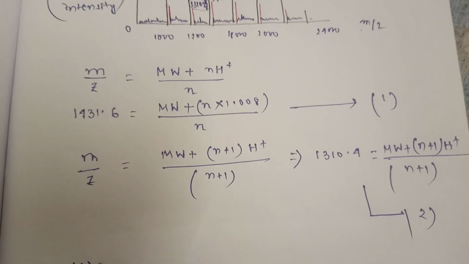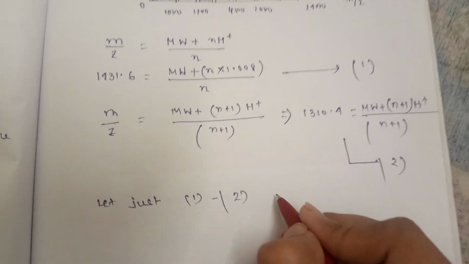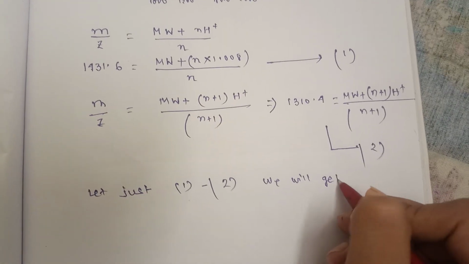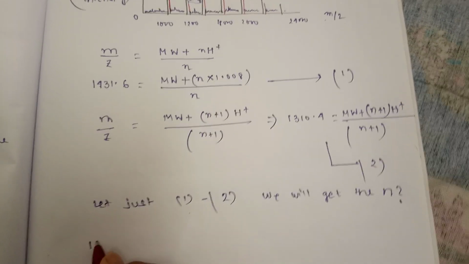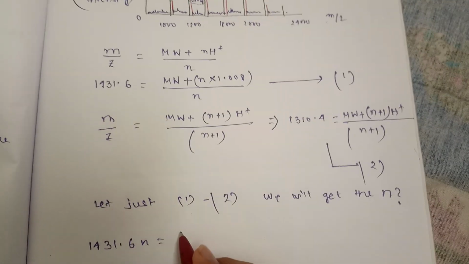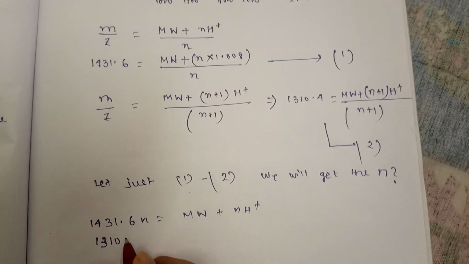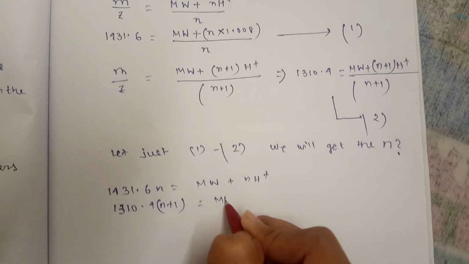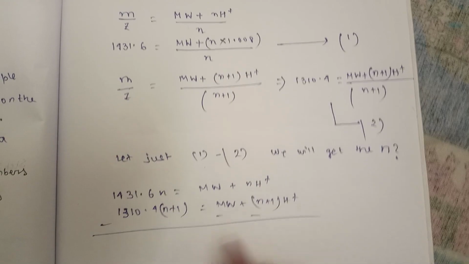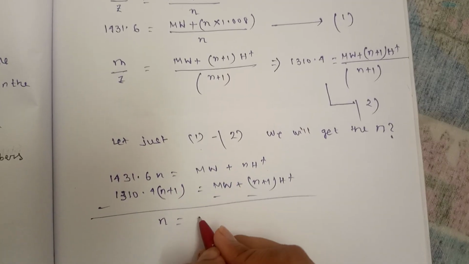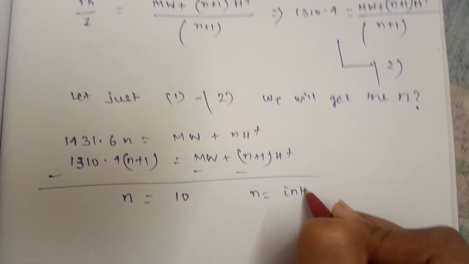So let's just subtract equation 1 minus equation 2, then we will get the n. Okay, so you can see here: 1431.6 equals (MW plus nH+) by n, and 1310.4 equals (MW plus (n plus 1)H+) by n plus 1. If you subtract, you will get the value of n as 10 point something, or 10, but remember I have told that n will be an integer number.